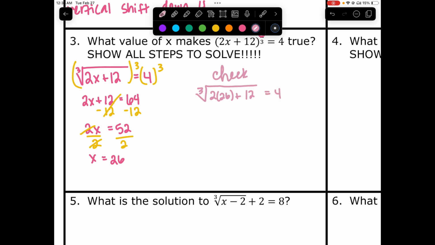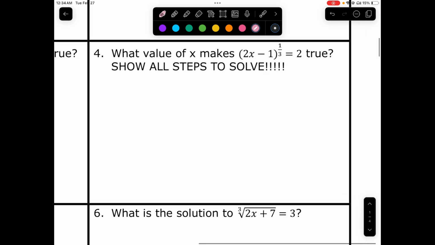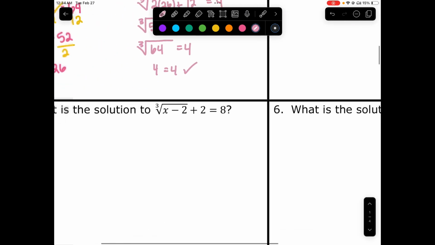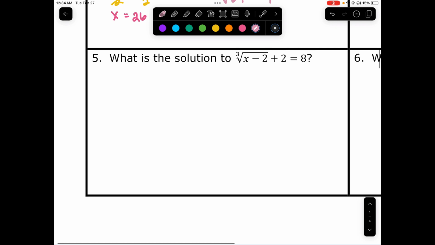All right. Oh, it did say to the 1/3 power. It's the same thing. I'm not changing it. I'm tired. 56, 52. I know how to multiply. And then the cube root of 52 plus 12 is 64. And the cube root of 64 is 4. We good. Try number 4. All right. Making sure that was the same problem. Number 5.